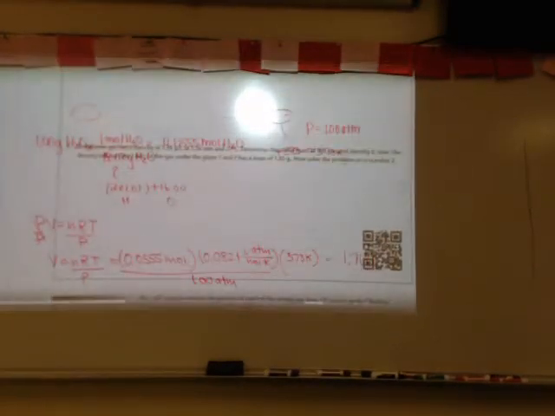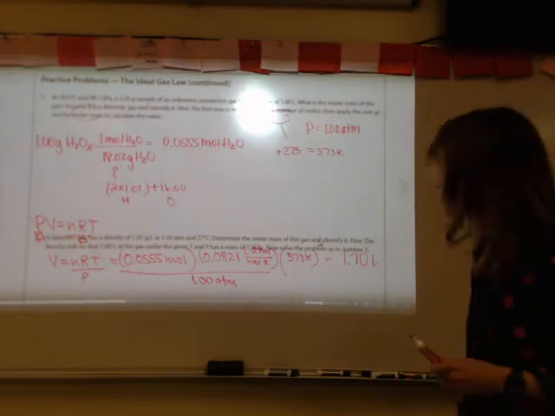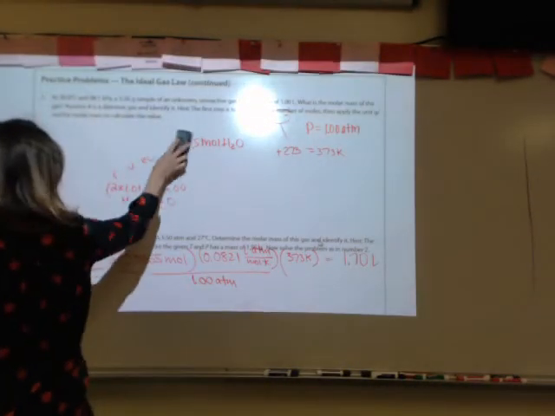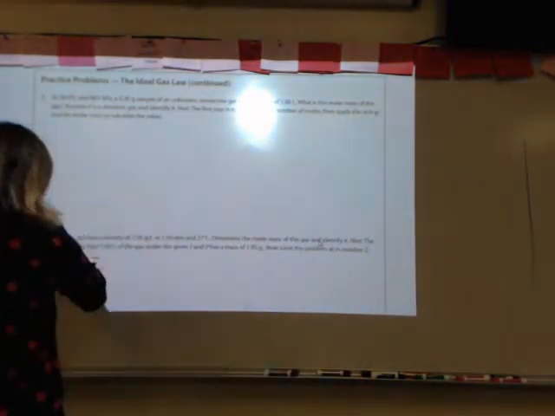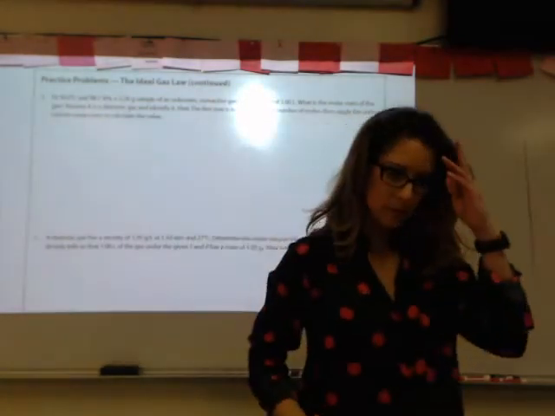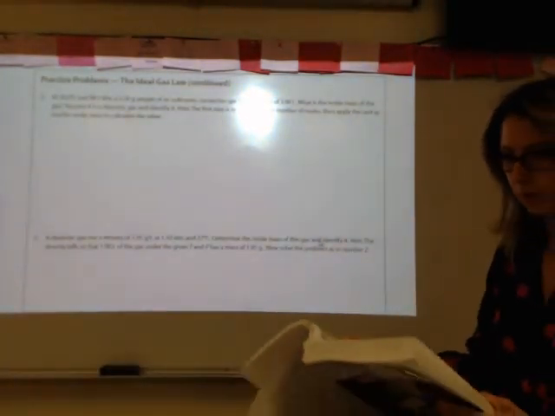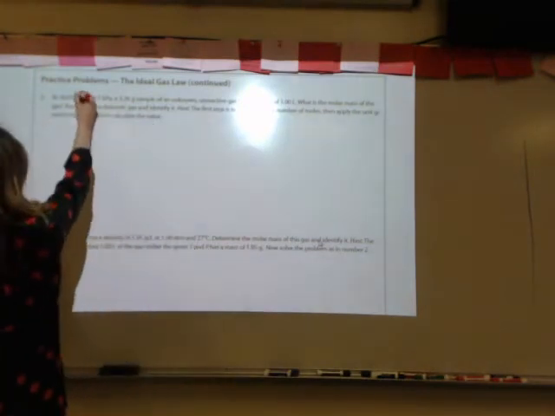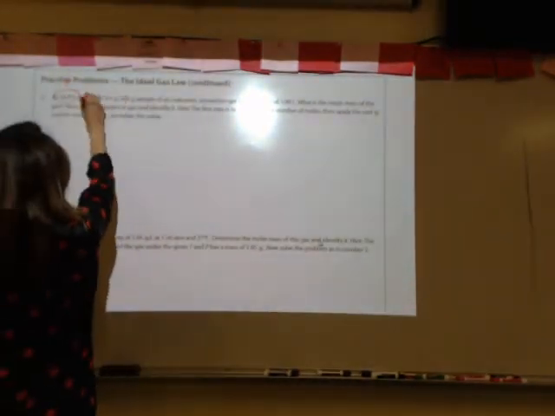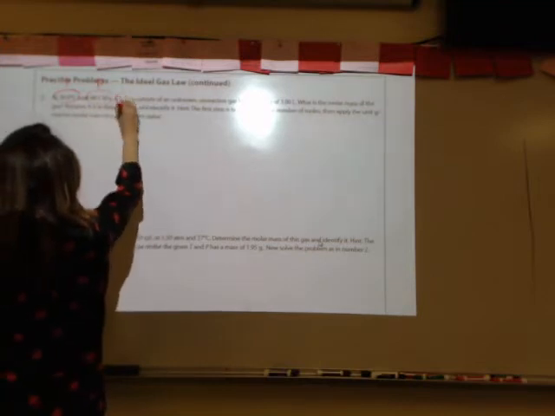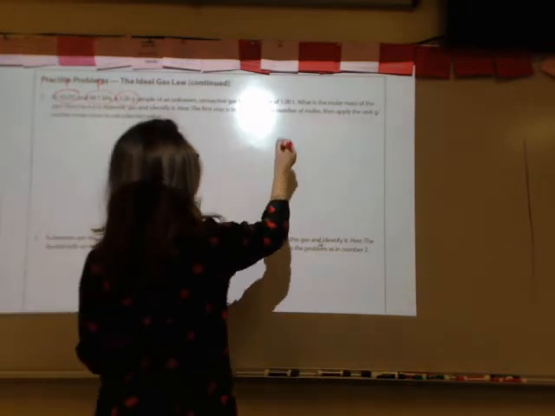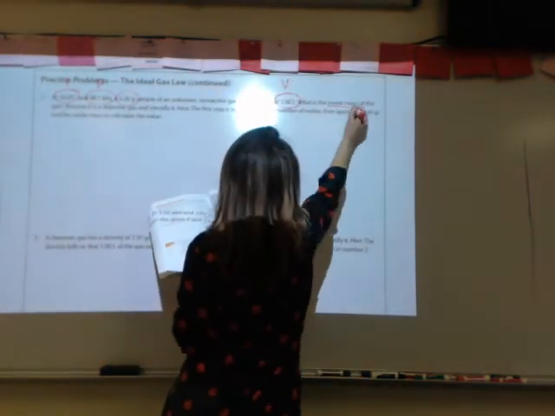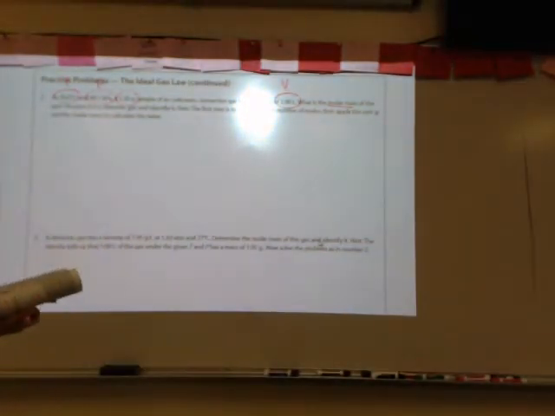Now let's go to the next page. Let's take a look at practice problem number 2. At 30 degrees Celsius and 98.1 kilopascals, a 3.26 gram sample of an unknown gas has a volume of 3 liters. What is the molar mass of the gas? Assume it's a diatomic gas and identify it.